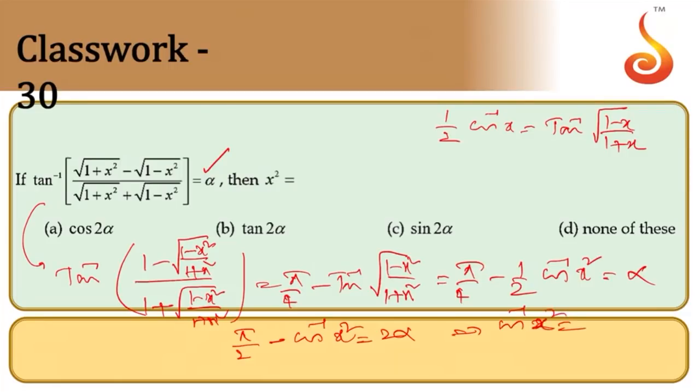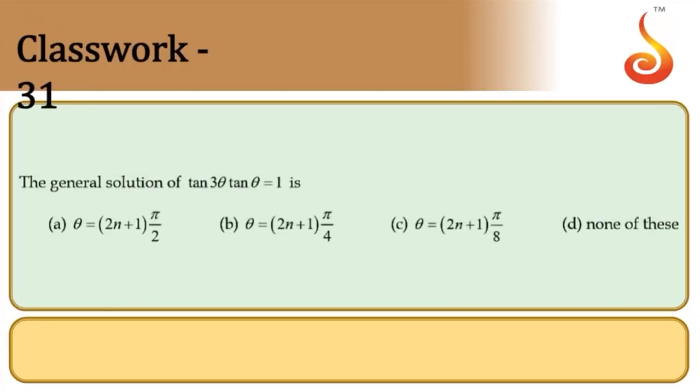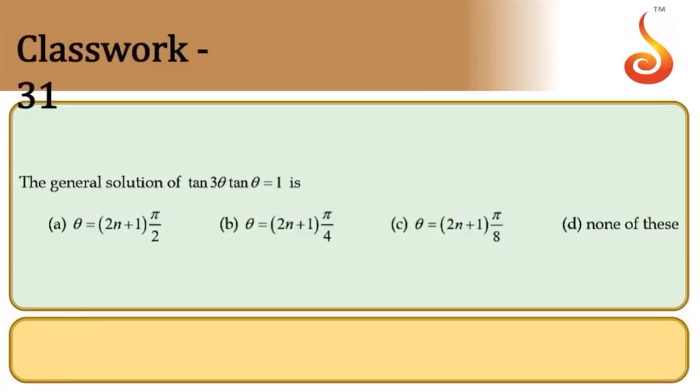So clearly we could see that cos inverse of x square is equal to pi by 2 minus 2 alpha. Taking cos, x square is equal to cos of this, which will become sine 2 alpha, will be the answer for the problem. So now let me consider next some of the problems related with the general solution.